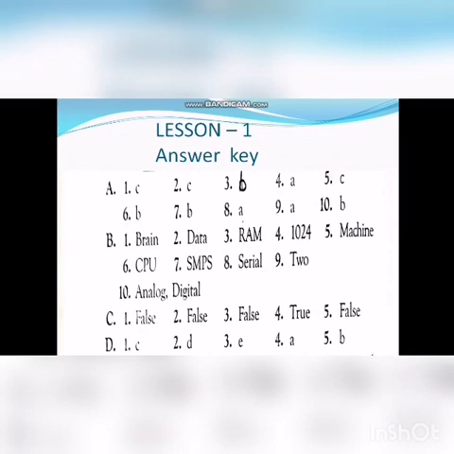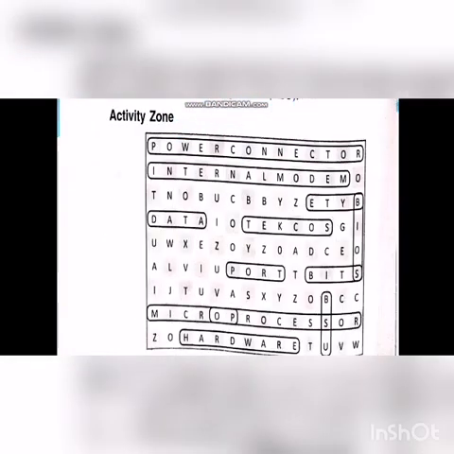Now you see the activity zone. In the activity zone, first you fill the keywords in the dashes, and after that you find and mark these answers, that is keywords in your book like this, and after that you check this answer with the book answer you have written. Is it clear to all?